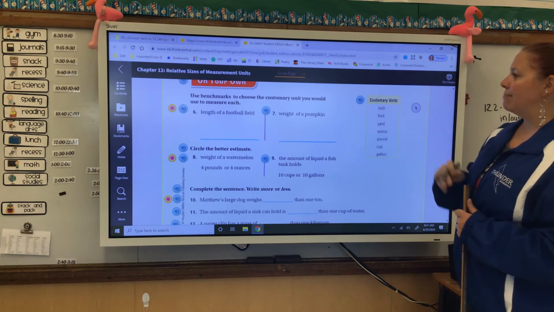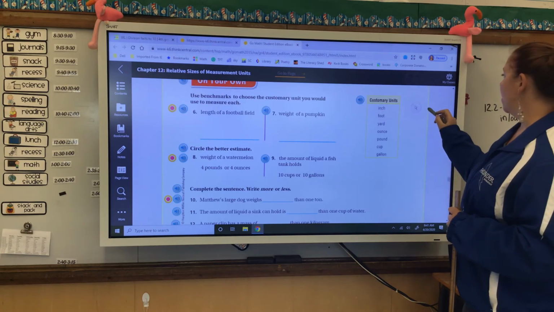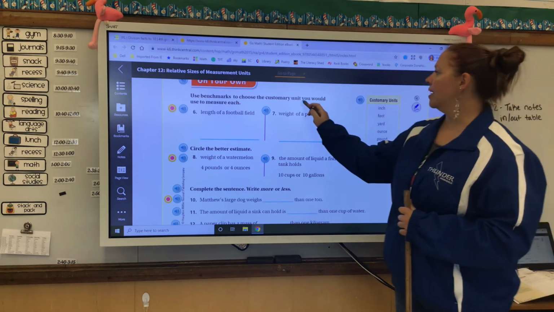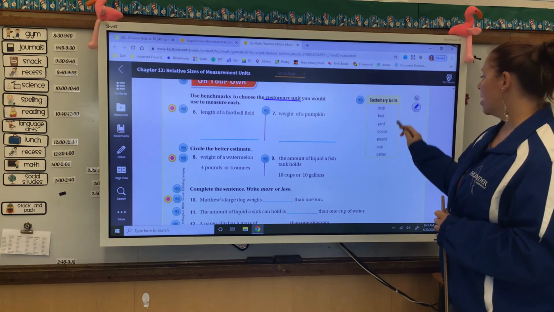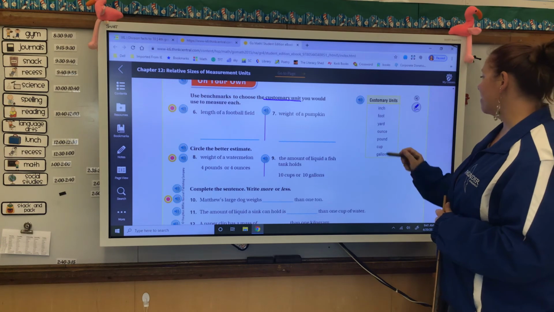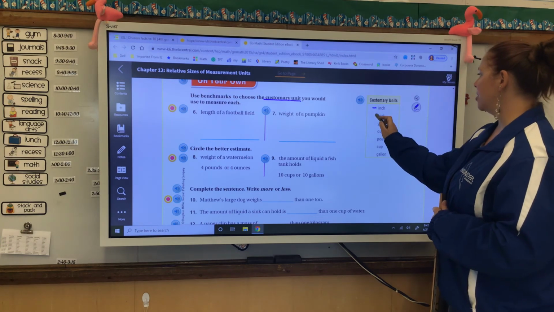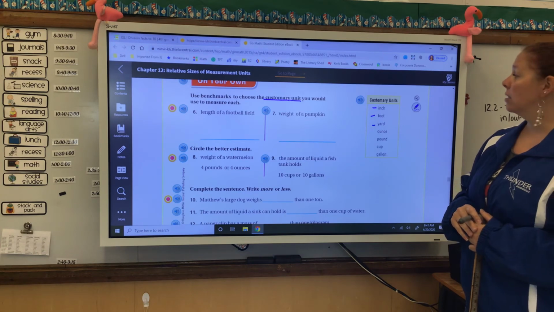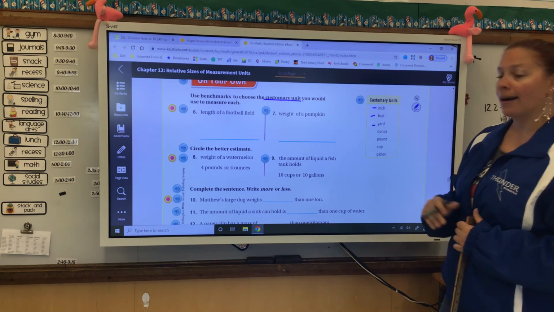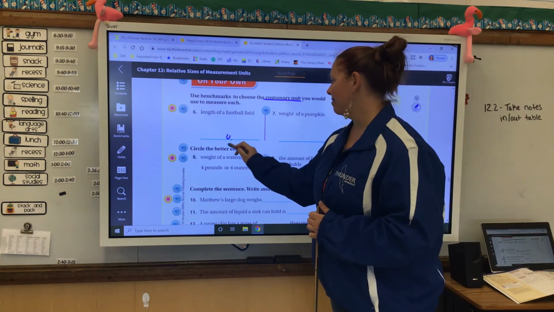What would you use to measure the length of a football field? We are measuring in customary units, which is what we measure with in the States. And you are measuring the length of something, so you can use inch, foot, or yard. A football field. Yard. Hopefully you chose yard.